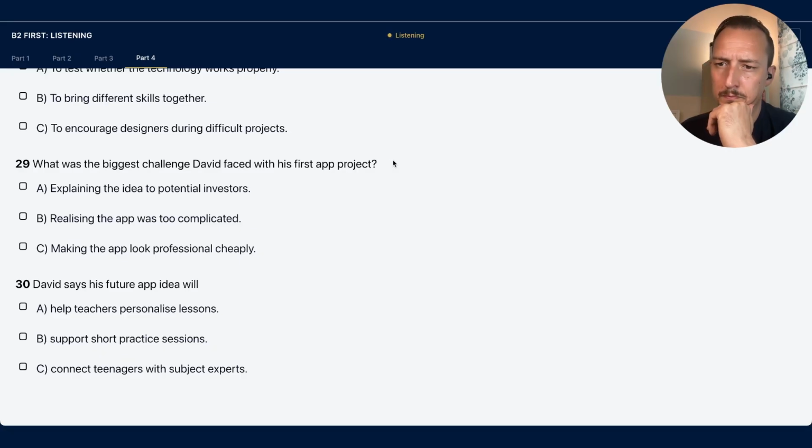Finally, is there an idea you'd like to work on in the future? Yes, I'm interested in tools for teachers. Lots of apps help learners practice independently in short bursts, and that's useful. But teachers still spend too much time adapting material for different students. I'd like to build something that helps them create different versions of the same activity quickly, depending on learners' level, confidence, or needs. It wouldn't replace the teacher. It would give them more time to actually teach. David, thank you very much.